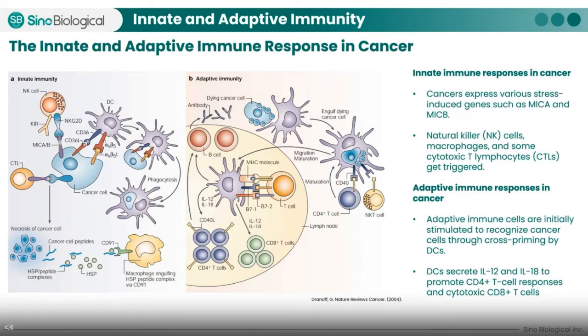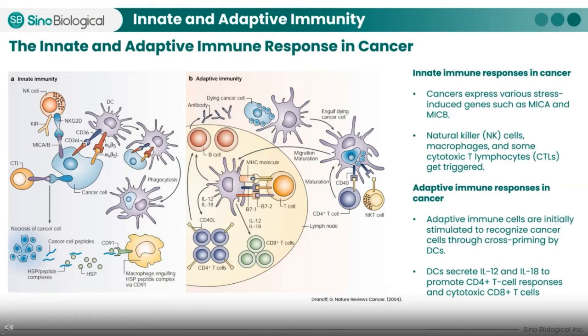Now let's discuss how the innate and adaptive immune responses work in cancer. Innate immune cells recognize cancer through germline encoded pattern recognition receptors and other cell surface molecules. Cancers express various stress-induced genes such as MICA and MICB that trigger receptors on NK cells, macrophages, and some cytotoxic T lymphocytes. NK cells also use a combination of inhibitory and activating receptors such as the KIRs to detect the loss of MHC class I expression on cancers.